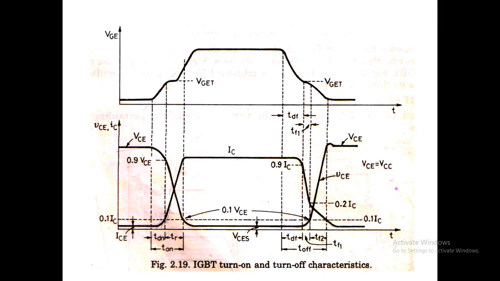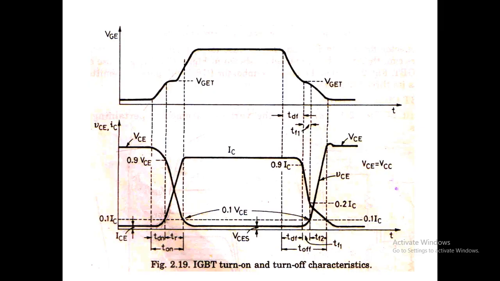So the gate voltage is reduced from maximum to threshold voltage, and TF1 is fall time 1. During fall time 1 the gate voltage is further decreased, and the current will decrease from 90 percentage of IC to 20 percentage of IC, and the voltage will increase from the minimum VCES drop to 0.1 VCE. And during TF2, fall time 2, the current will further reduce from 20 percentage of IC to 10 percentage of IC, and the voltage will rise from 10 percentage of VCE to the maximum voltage of VCE.